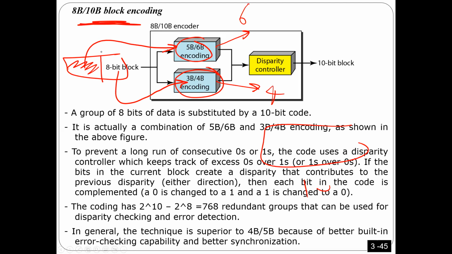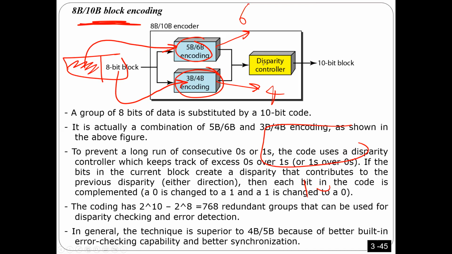So again, if you have 10, I can take 5, and this one is going to convert 5 to 6, and then I'm going to take 3 bits from here and send them to here. This one is going to convert 3 to 4. So now the output in total is 10.